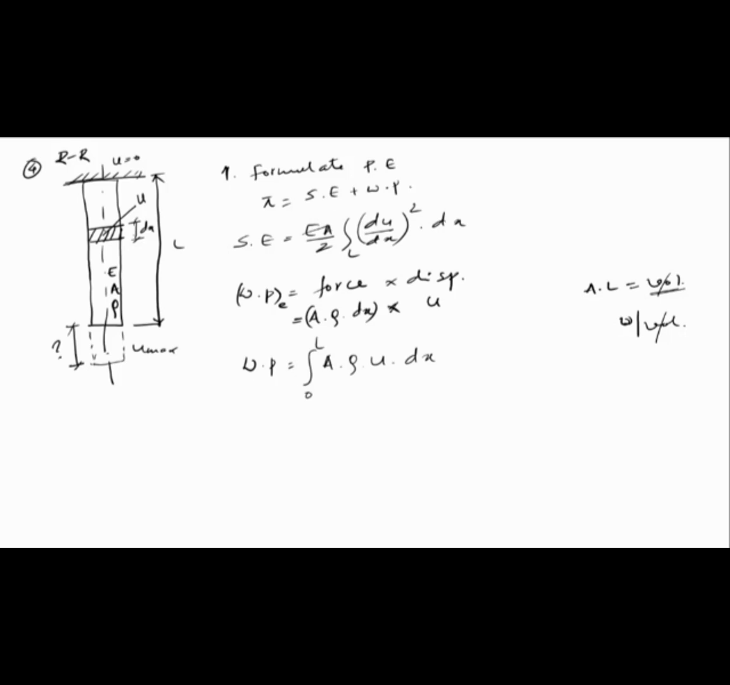Now you know the strain energy. This is my equation number 1 and this is my equation number 2, and this work potential is my equation number 3. Now you have to substitute equation number 2 and 3 in equation number 1 to formulate the PE function.